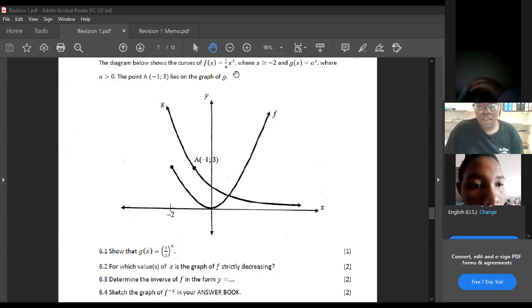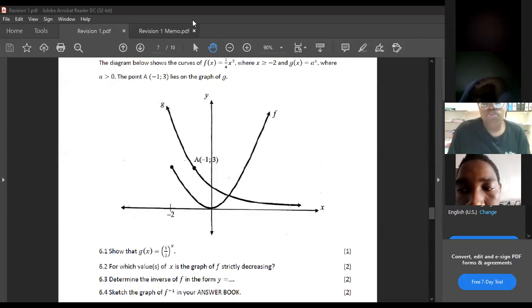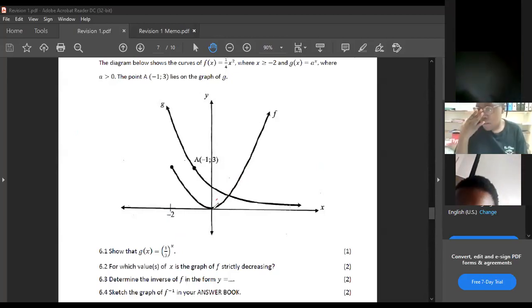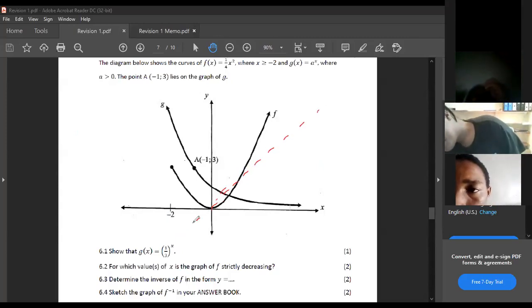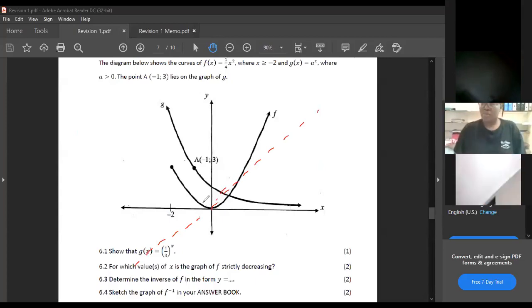Someone is asking, how did you draw the inverse graph? Guys, for the inverse graph, the first thing is the line y is equal to x. The line y is equal to x. How you draw this graph is also there on pages 46 and 47, small book. It's there, 46 and 47, small book, okay?